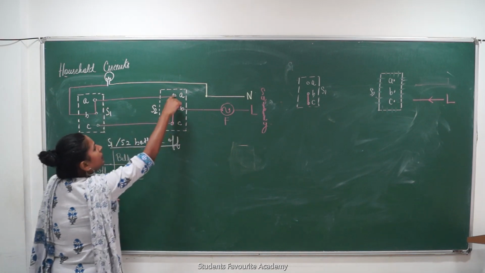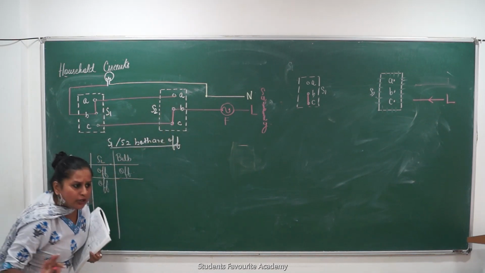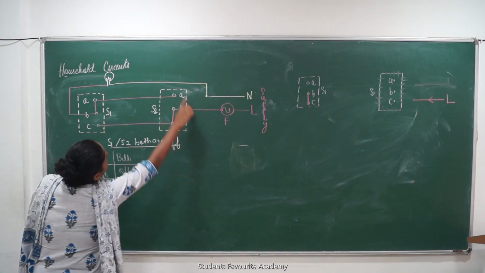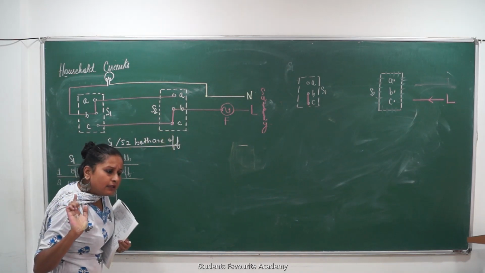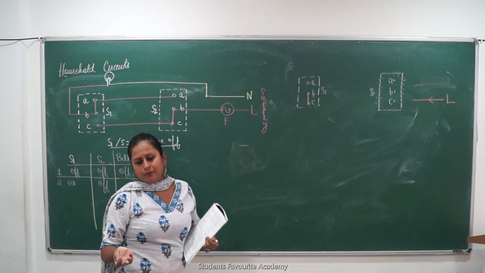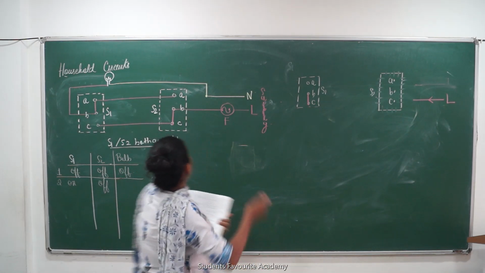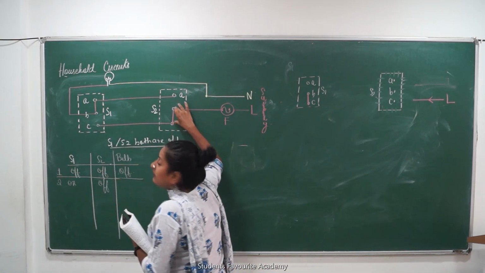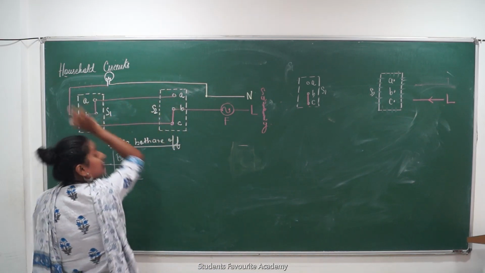And here, this switch 2 is off only, right? So the connection will remain as it is. Switch 2 will connect on BC off. So what will happen? Beta, please let me explain it. Switch 2 has BC off, switch 1 has AB off.